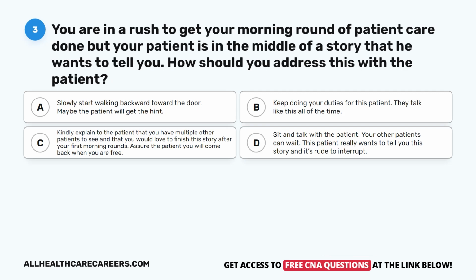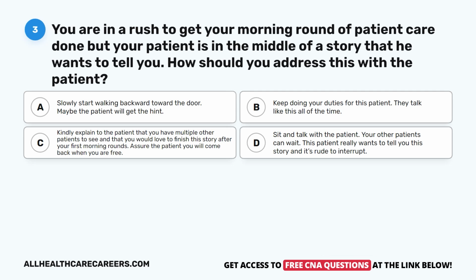Question 3. You are in a rush to get your morning round of patient care done, but your patient is in the middle of a story that he wants to tell you. How should you address this with the patient? A. Slowly start walking backward toward the door. Maybe the patient will get the hint. B. Keep doing your duties for this patient. They talk like this all of the time.